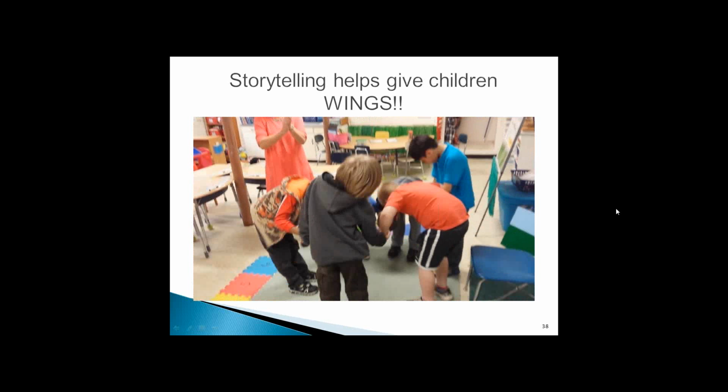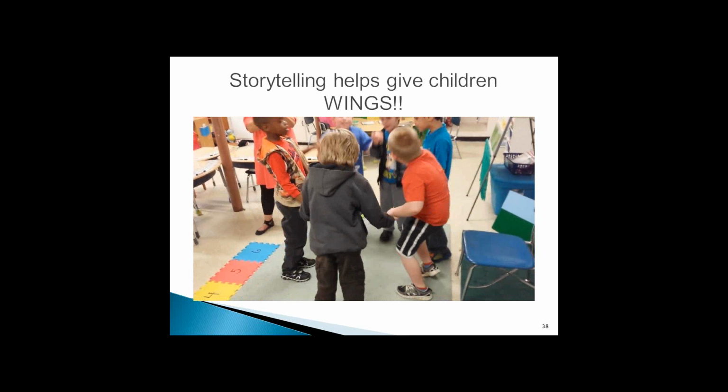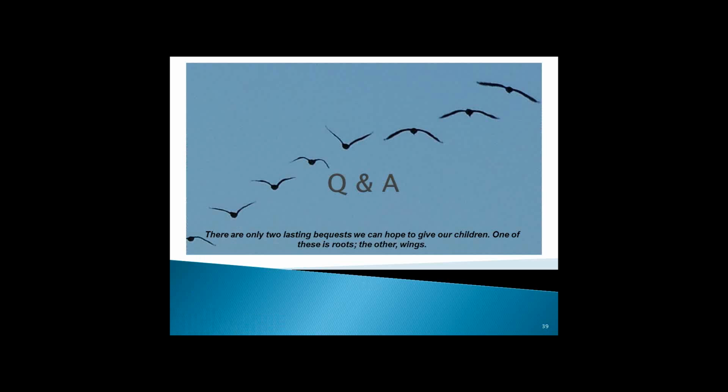They were told to line up to take a bow, so they got the circle. There are only two lasting bequests we can hope to give our children. One of these is roots, the other is wings. And now I'm ready for any questions.